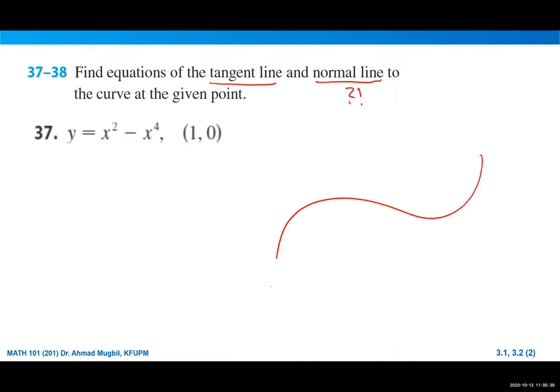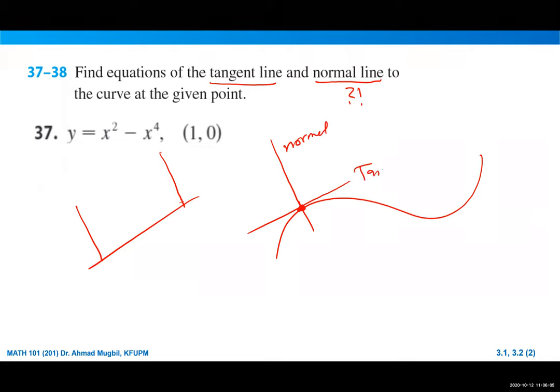If you have a graph, it's the line that is perpendicular to the tangent, perpendicular to the line at the tangency point. So it can be perpendicular here or here, but if it is normal, it will be perpendicular at the tangency point. Okay, so this is the normal, this is the tangent, and this is the curve.